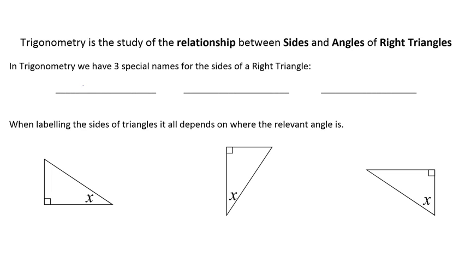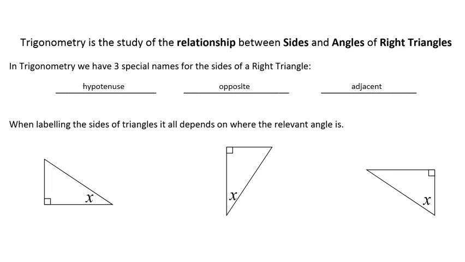So in trigonometry, we have three special names for the sides of the right triangle. The first one we already know, we learned in the last chapter, in the Pythagorean theorem chapter, and that is the hypotenuse. So the hypotenuse is the side across from the right angle. The next two sides are new to us. They are the opposite side and the adjacent side.